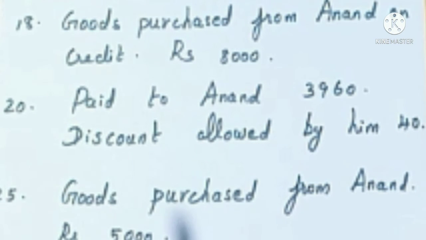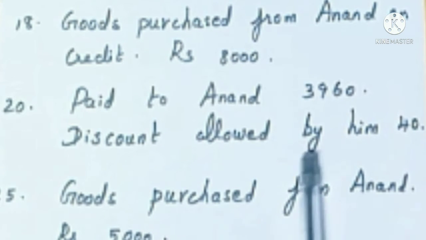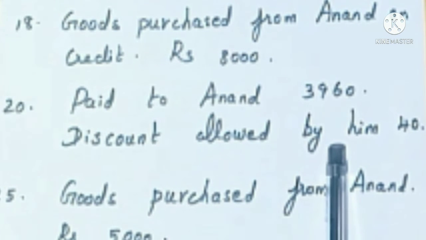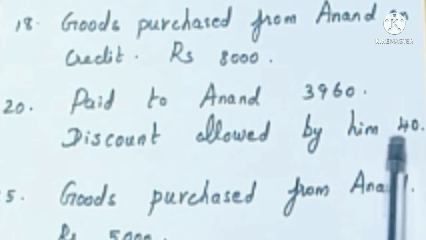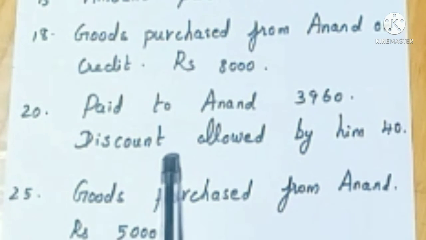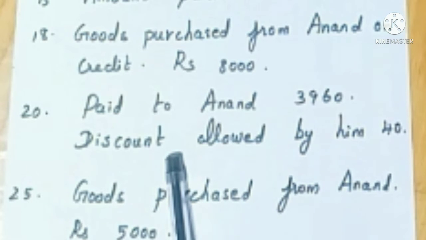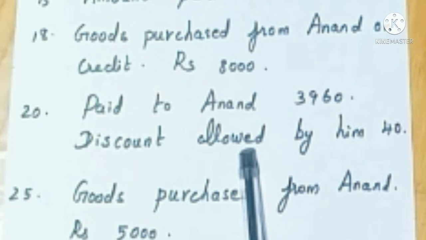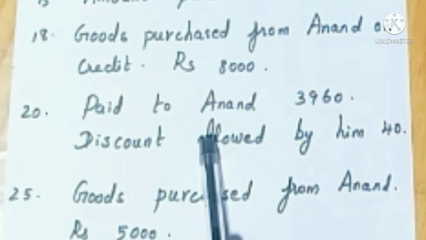Then discount is allowed by Anand. It is an income for us. According to the nominal account rule, we have to credit all incomes and gains. So discount received is credited to the extent of rupees 40. I am going to write the journal entry for this, because only if I write the journal entries, the beginners to accounts will easily understand how to post the ledger for this transaction.